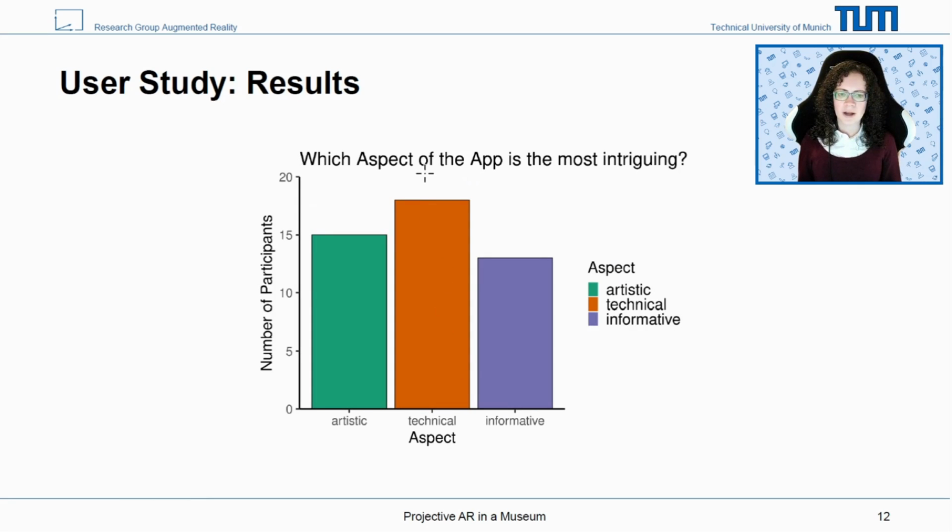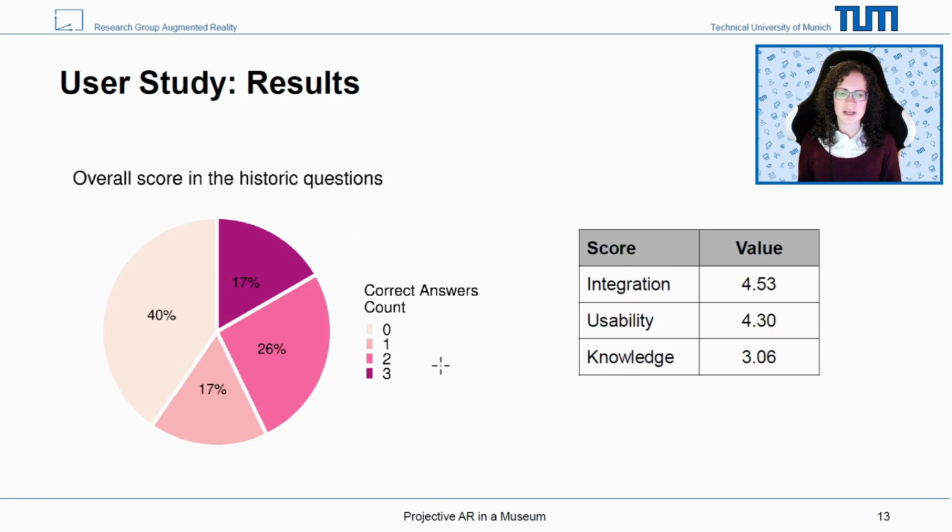When asked which aspect of the application visitors found most intriguing, most would answer with the technical aspect and least with the informative aspect, even though for this question it was possible to select multiple answers. So in general, the knowledge aspect seemed a bit left out.